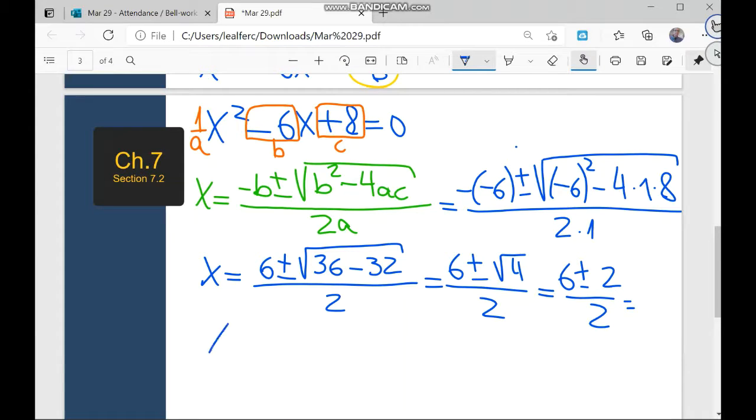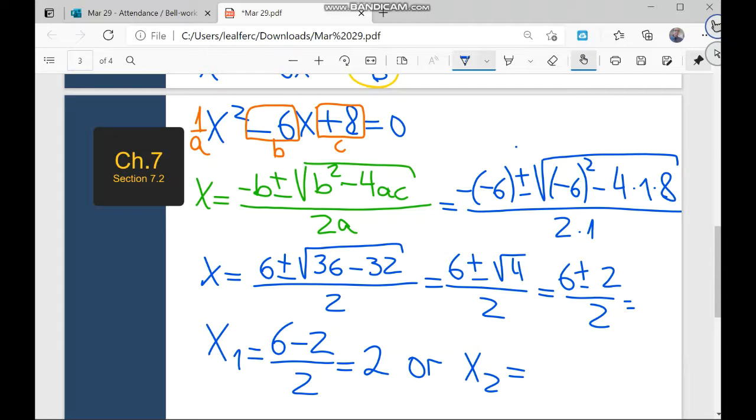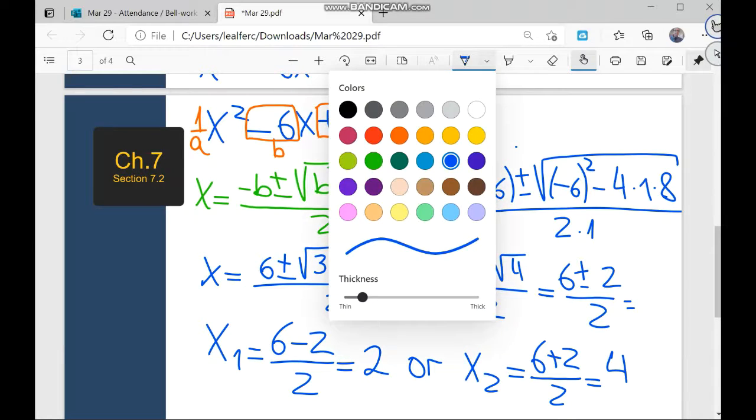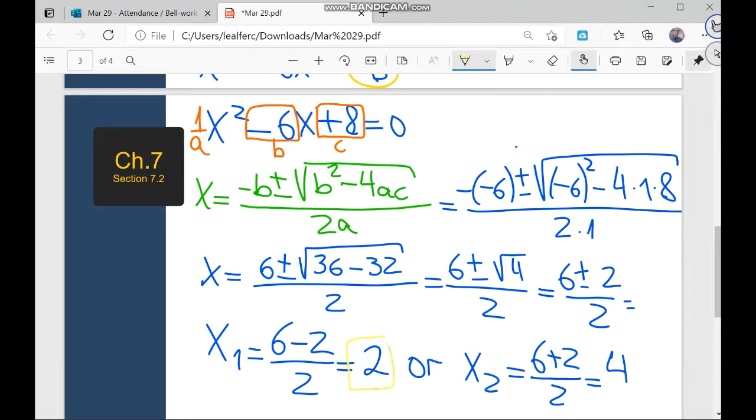And then we will have the first solution is x1 equals 6 minus 2 over 2, which is 6 minus 2, 4, divided by 2, 2. Or 6 plus 2, 8. Oops, let me just show this step by step. 6 plus 2 over 2. 8 divided by 2, 4. We have two solutions, two right answers. One is 2 and the other one is 4. Okay.